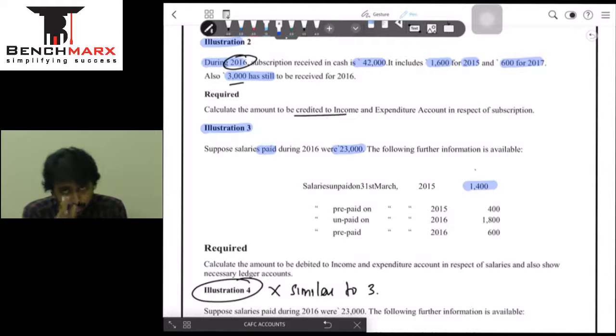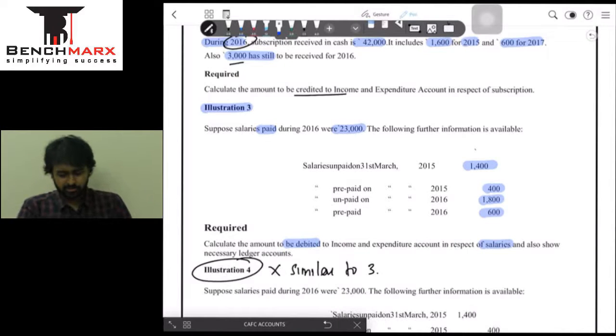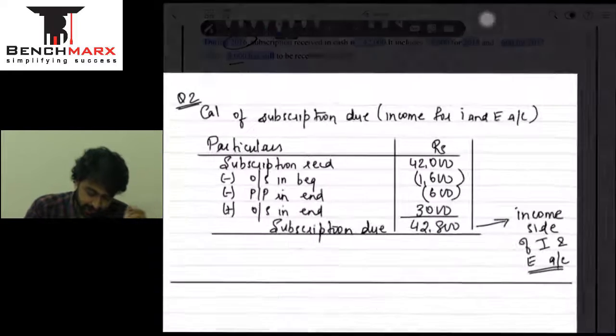31st March 2015 is as good as saying 1st April 15 because the salary is brought down as outstanding. So you have opening outstanding. Theek hai? Prepaid on 2015 is 400, unpaid on 16 is 1800, and prepaid in 16 is 1600. All we have to find is the amount to be debited in the income expenditure account as far as salaries is concerned. This is more like a final accounts ka adjustment. We always need to find the expense due or the expense accrued as far as the P&L is concerned. So all we have to adjust is opening, closing, outstanding, opening, closing, prepaid, and we will get the expense due to be posted in the profit loss account debit side because that's an expense.